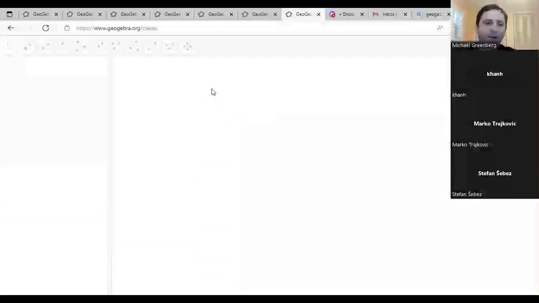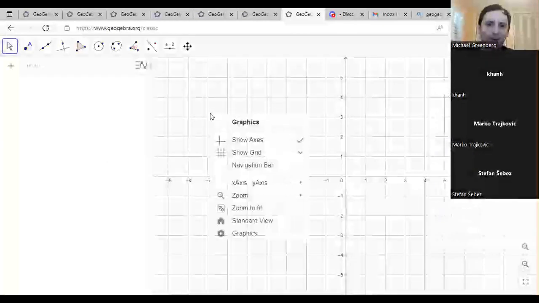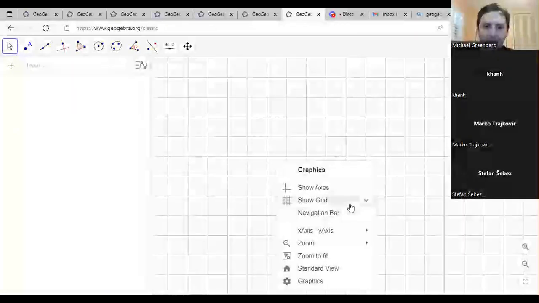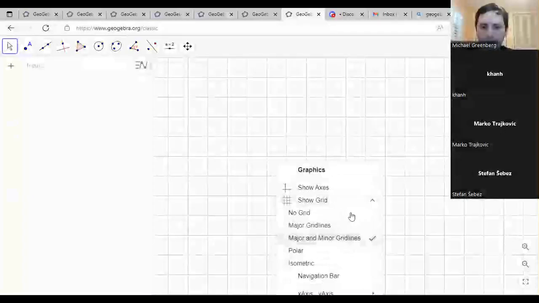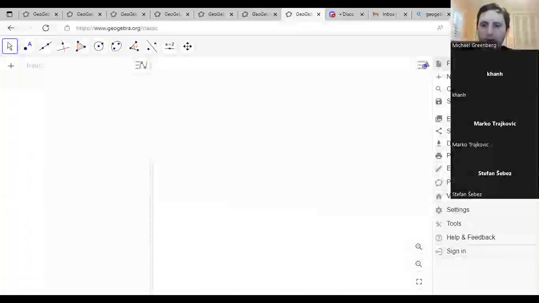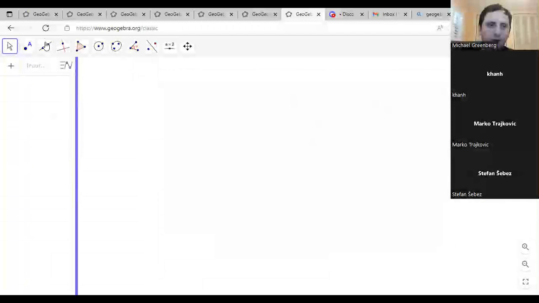Yeah, I just reset my computer because it was having issues. So it's going to start out showing like the grid and stuff. Get rid of it. Okay, so yeah, I have to change it so it locks the settings. Okay, so let's do this.